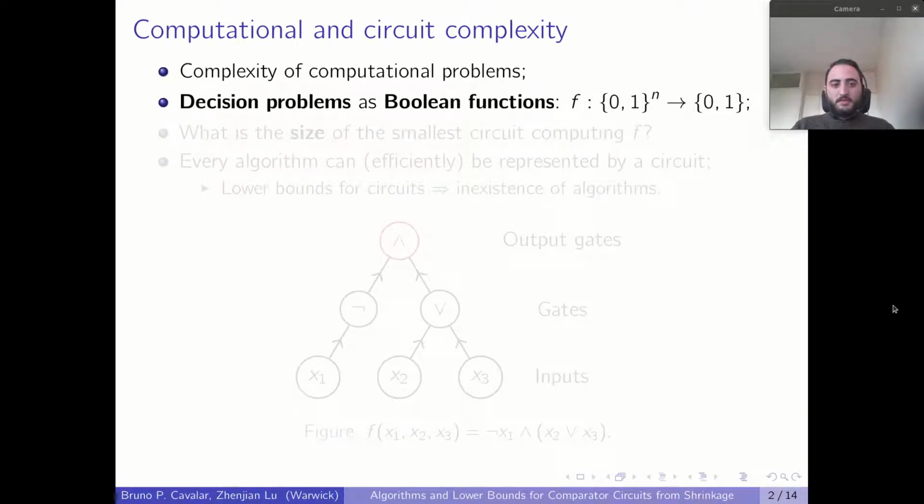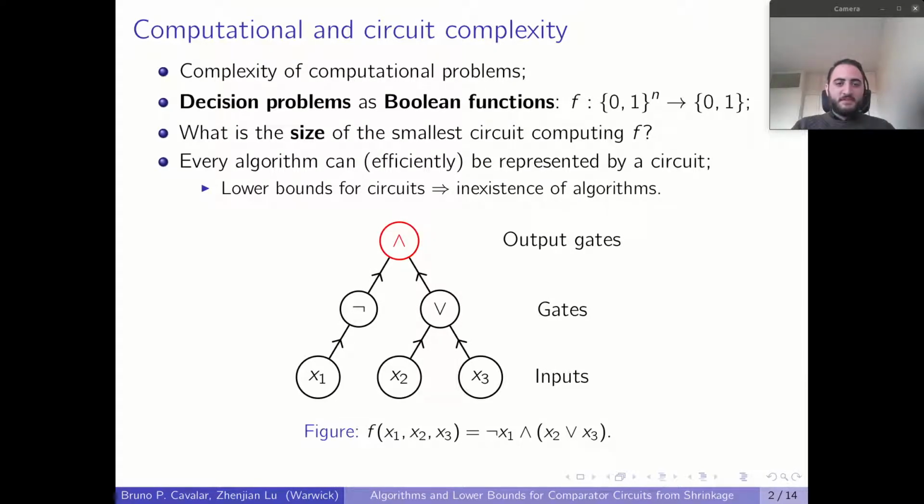So in computational complexity, we are interested in understanding the intrinsic complexity of computational problems. We want to know how much computational resources a computational task requires to be solved. And one of the main computational tasks we are interested in is the task of decision problems, which are problems in the following form. You receive an input and you want to know if it satisfies or does not satisfy a given property. And one way of modeling decision problems is by means of Boolean functions, which are functions that receive a binary string as an input and output either 0 or 1.